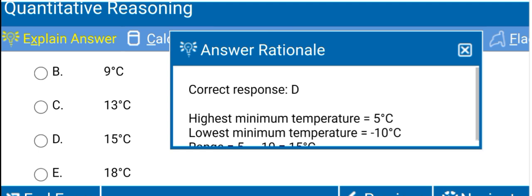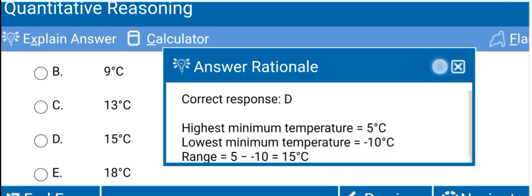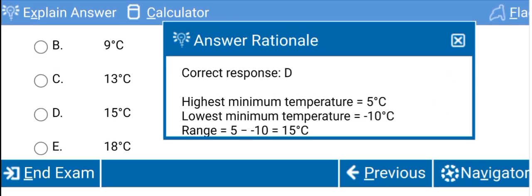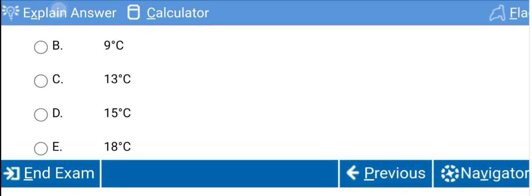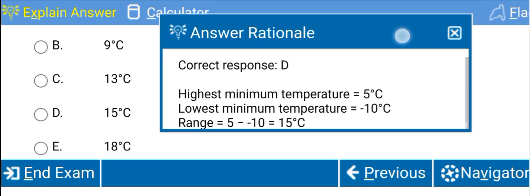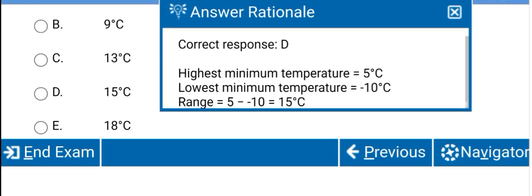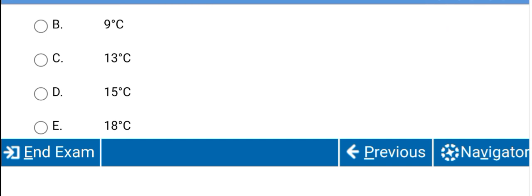Option D is the correct option, 15 degrees centigrade. The highest minimum temperature is 5 degrees centigrade. The lowest minimum temperature equals minus 10 degrees centigrade. So the range is 5 minus minus 10, which equals 15 degrees centigrade. So that's how we can say the correct option is option D.